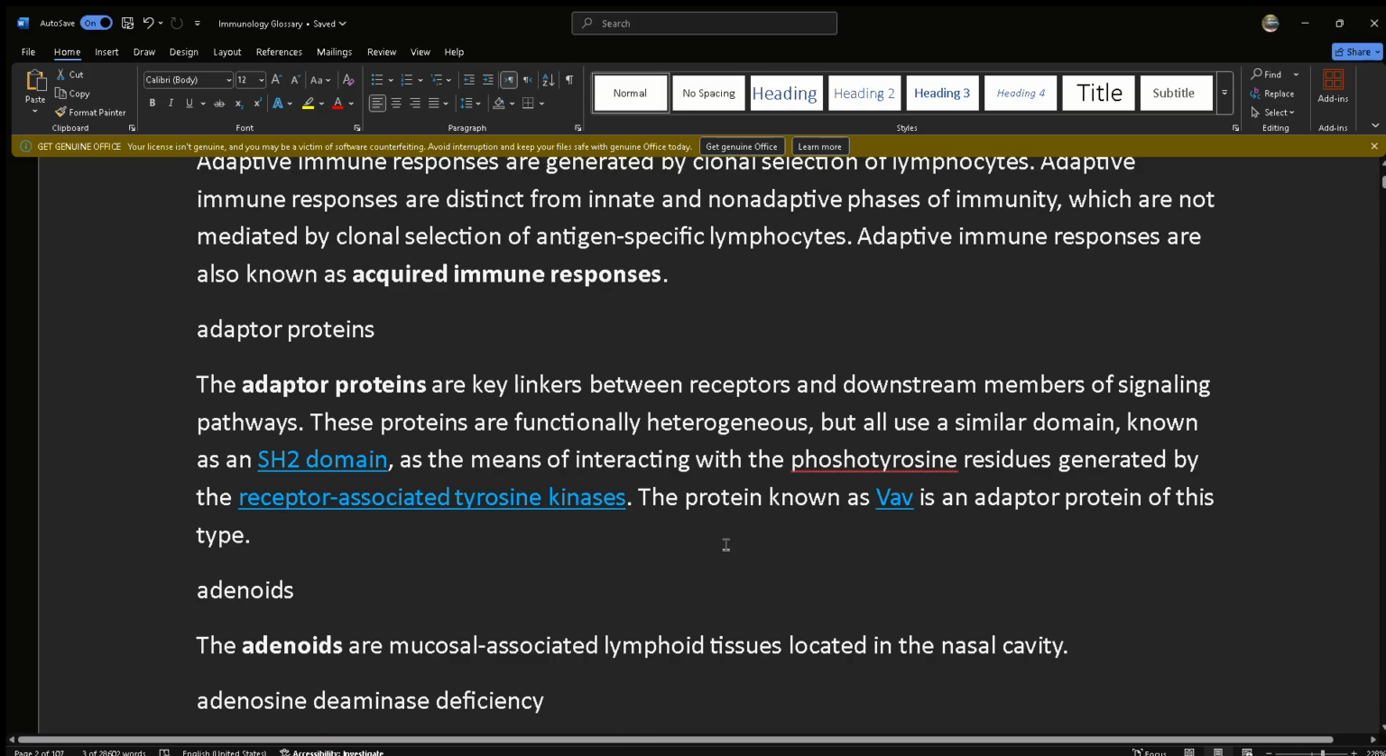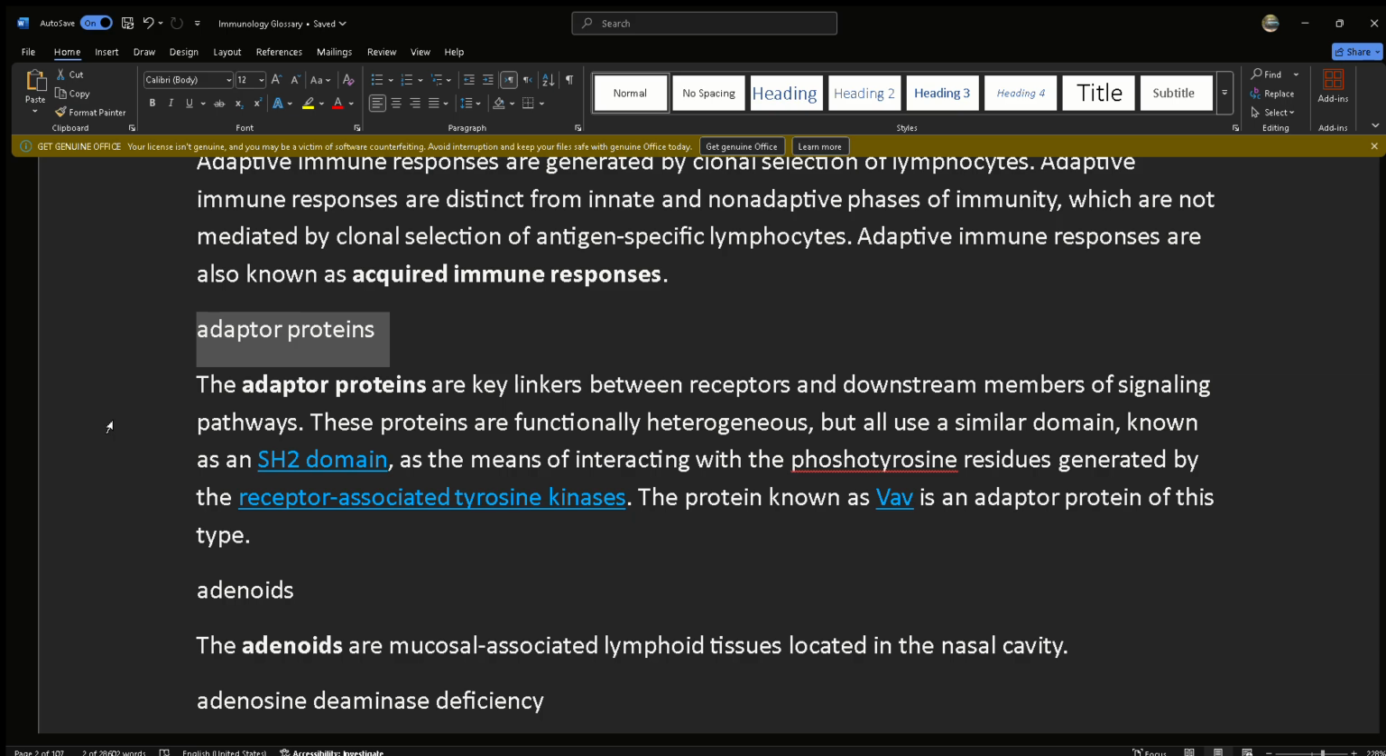Adaptor proteins. Adaptor proteins are key linkers between receptors and downstream members of signaling pathways. These proteins are functionally heterogeneous, but all use a similar domain known as the SH2 domain as the means of interacting with the phosphotyrosine residues generated by the receptor-associated tyrosine kinases. The protein known as VAV is an adaptor protein of this type.